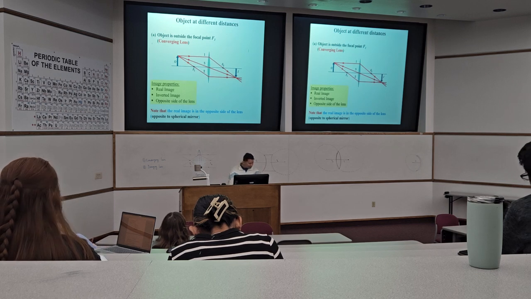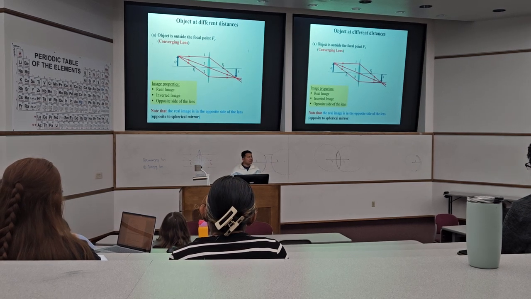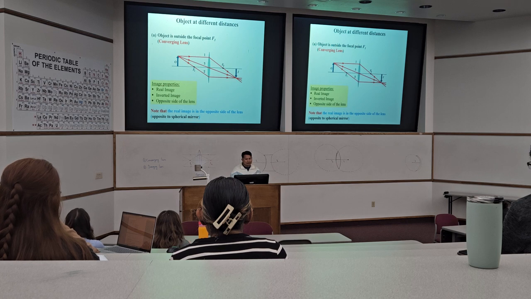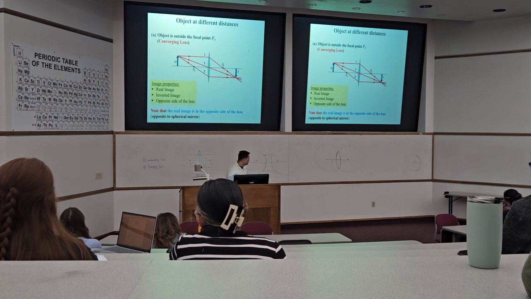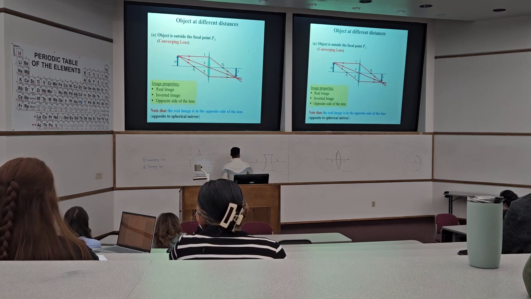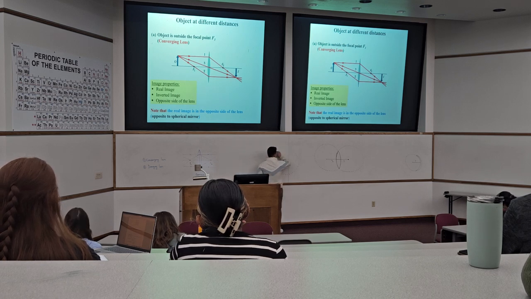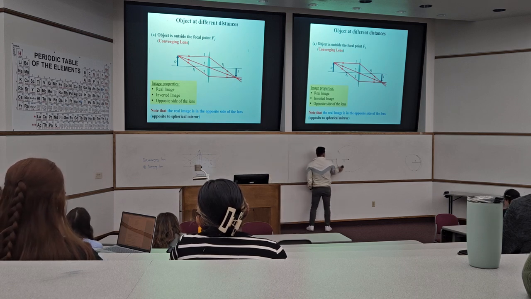Now, this is an important point. Let me talk about this one. Similar to the mirror, a lens also forms the image, and the image is formed through the refraction of light. It depends on where you place an object for the converging lens. This converging lens is always tricky. So let's talk about how the image is formed whenever light passes through a converging lens. So we need to draw the ray diagram again.